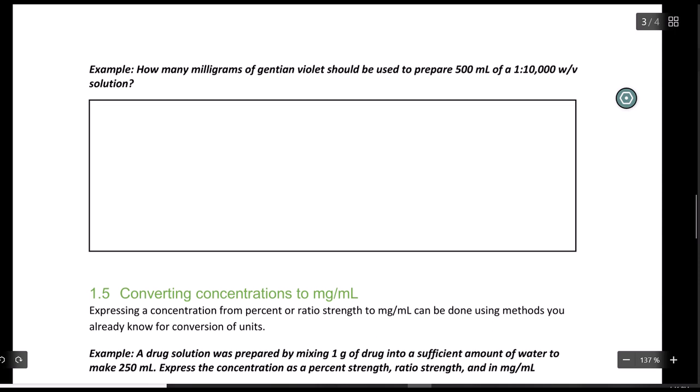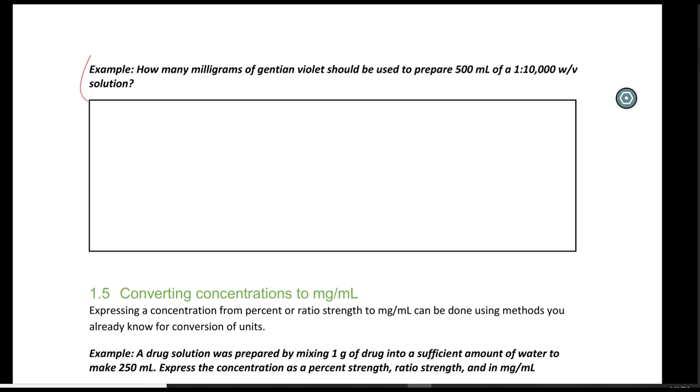All right, let's look at another example. This one says, how many milligrams of gentian violet should be used to prepare 500 mLs of a 1 to 10,000 weight and volume solution? Now, when you first look at that, you're like, oh, what is this and what do I care? But take the time to just break it down, and you'll see that if you want to visualize how you might do it, it'll make sense under the steps that you need to actually do.